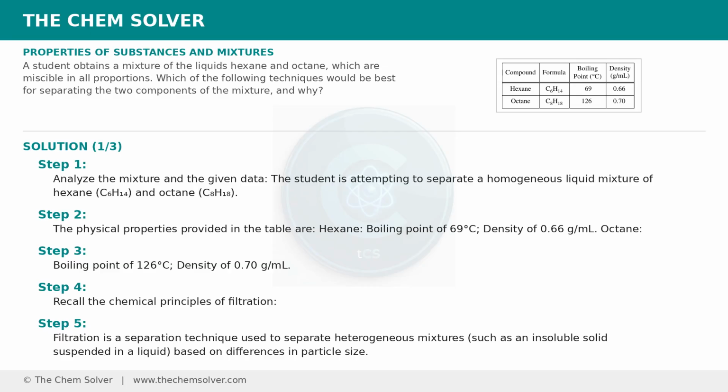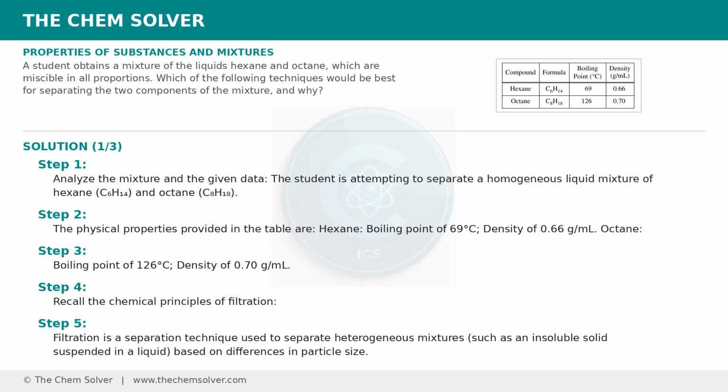Analyze the mixture and the given data. The student is attempting to separate a homogeneous liquid mixture of hexane, C6H14, and octane, C8H18. The physical properties provided in the table are: hexane, boiling point of 69 degrees Celsius, density of 0.66 grams/ml. Octane, boiling point of 126 degrees Celsius, density of 0.70 grams/ml.